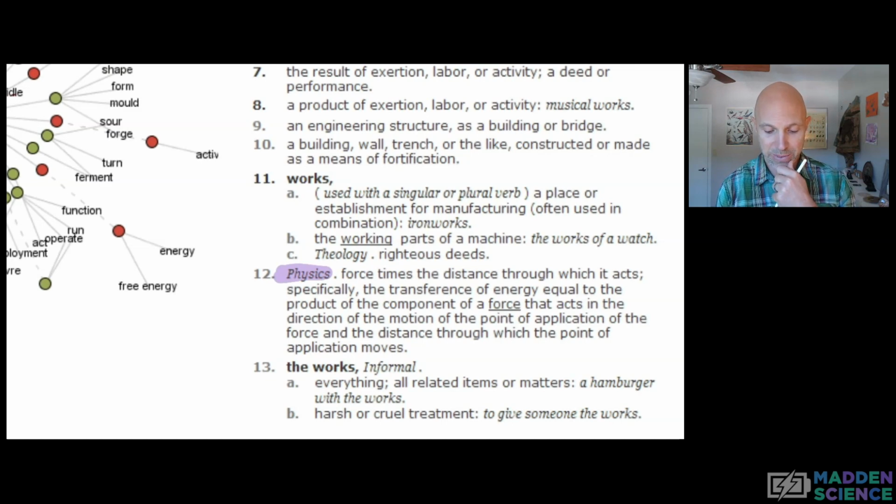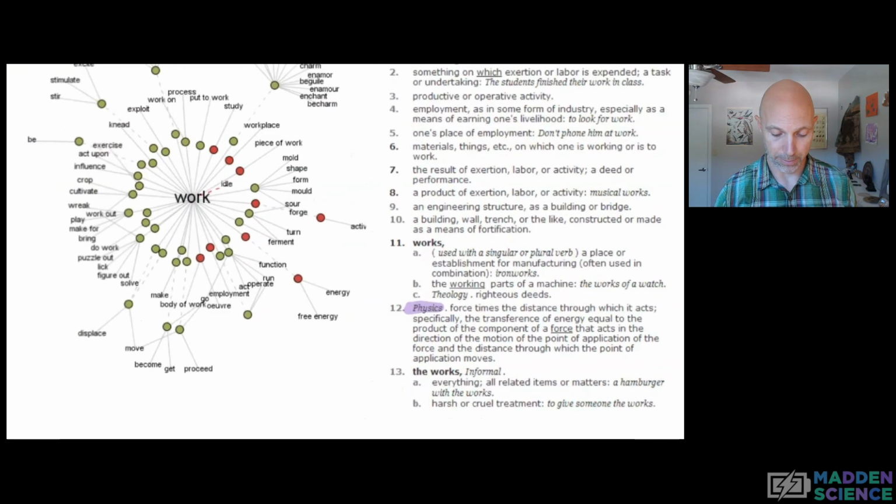Force times the distance through which it acts. Again, noting that they need to be in the same plane, so in the same direction or opposite, not at 90 degrees. Specifically, the transference of energy equal to the product of the component of force that acts in the same direction of the motion, the point of application of the force, and the distance through which the point of application moves. We will continue to harp on that point.